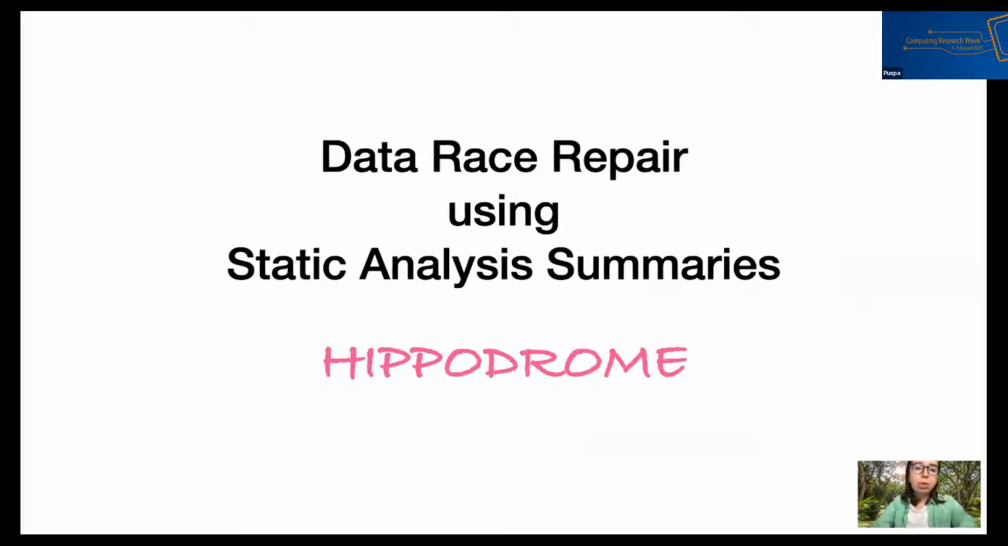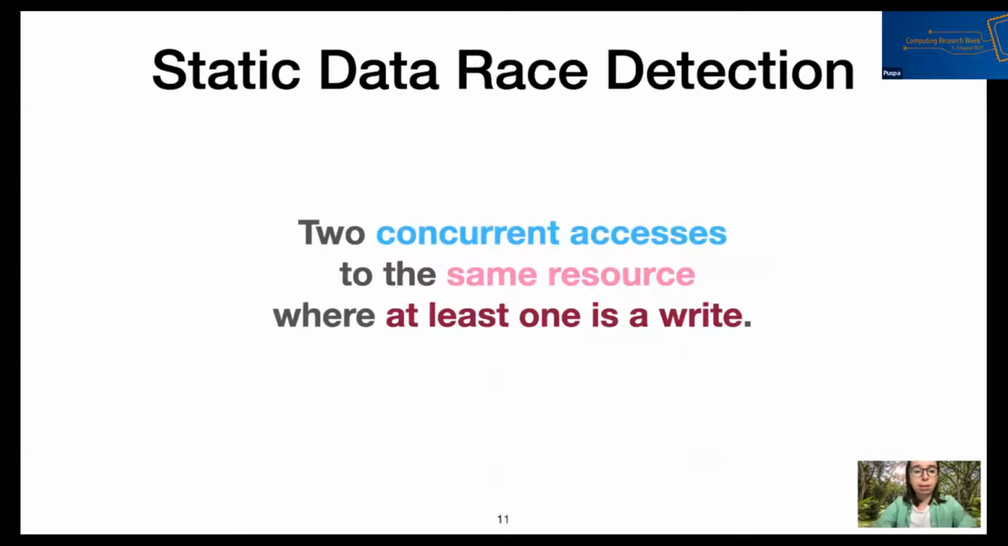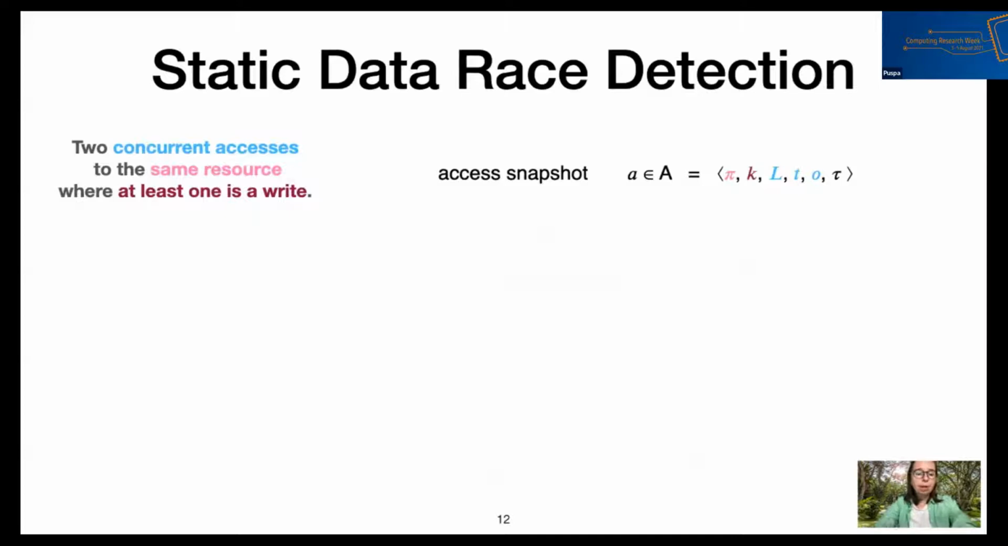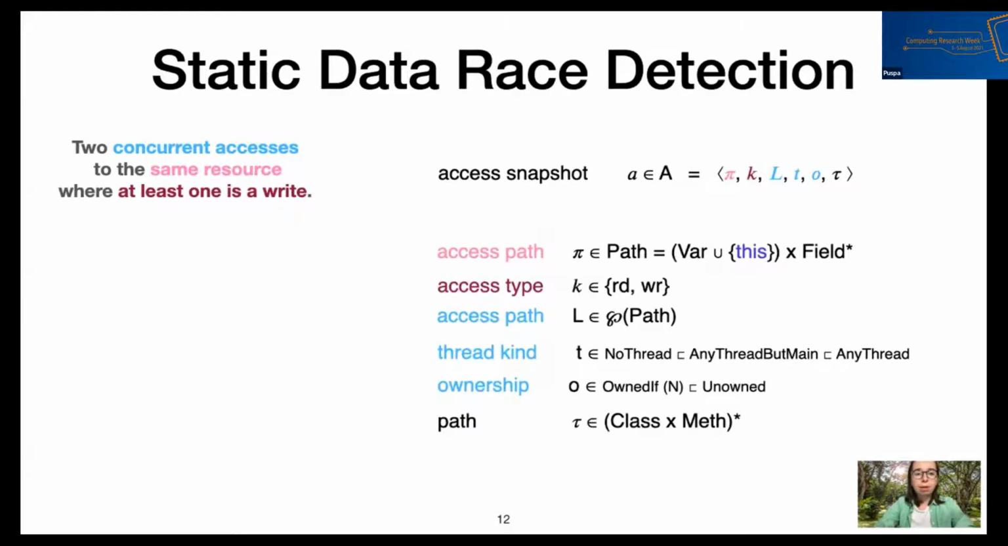Let's see next what sort of information we need to collect in order to detect and fix a data race. Given the data race definition, we will summarize individual program components such as methods and classes by a set of access descriptions of all resources in the considered component. An access description, or an access snapshot, is a tuple where we capture the resource as a syntactic access path, which is a base variable followed by a sequence of fields, along with its resource location.